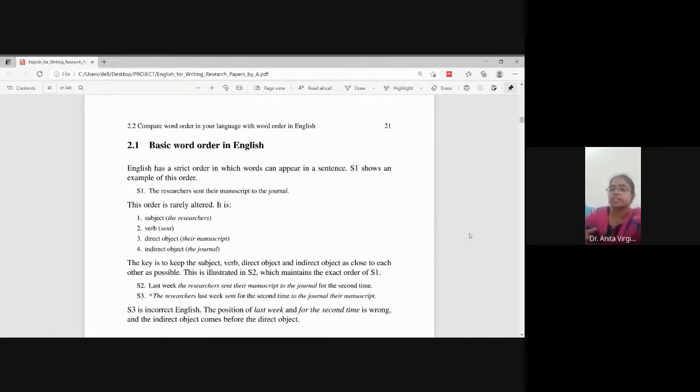Then we have some more examples, S2 and S3. In S2 they have added some more to the sentence, but the word order has not changed. The same order is followed, but they have added when it took place and how many times it took place. The word order is not changing there. You can see: last week the researchers sent their manuscript to the journal for the second time. This is how it is ordered.